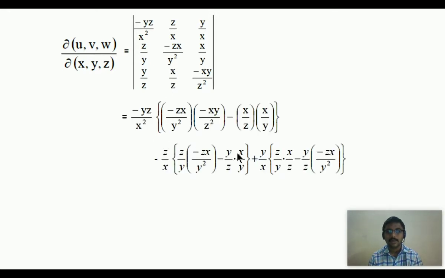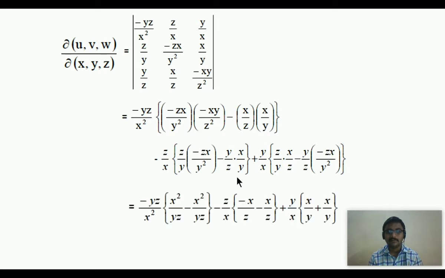Now we have to compute the determinant for the 3 by 3 matrix. On simplifying, we will get like this. On simplifying, all terms get cancelled like this: 0 plus 1 plus 1 plus 1 is 4. So it is the required value of ∂(u,v,w)/∂(x,y,z).